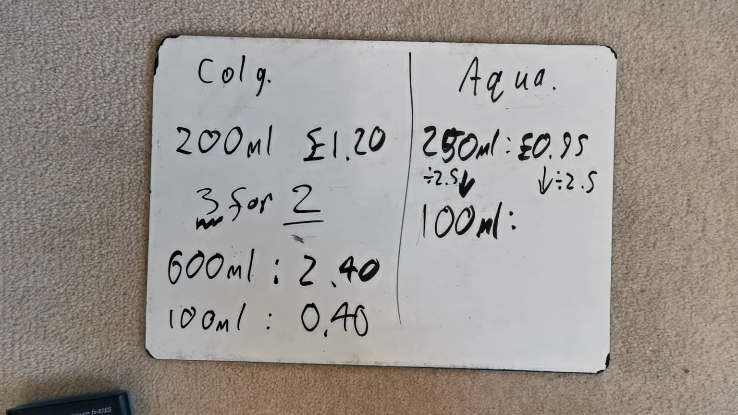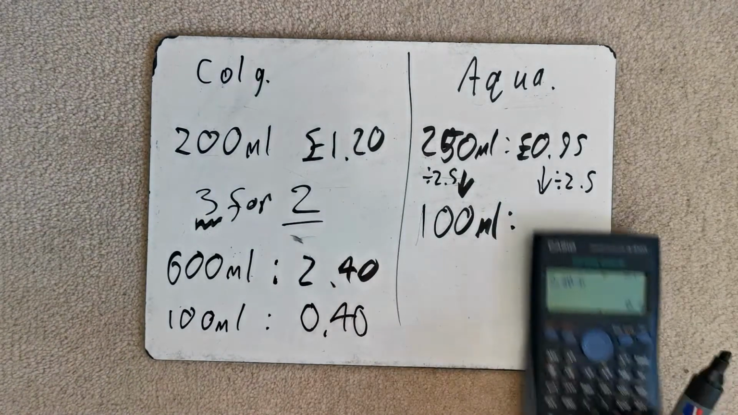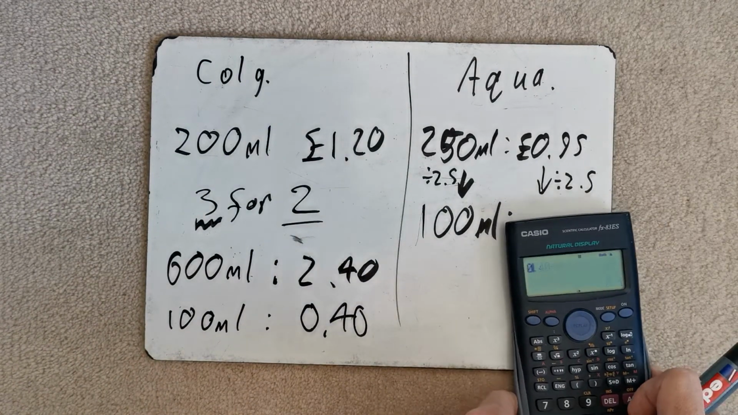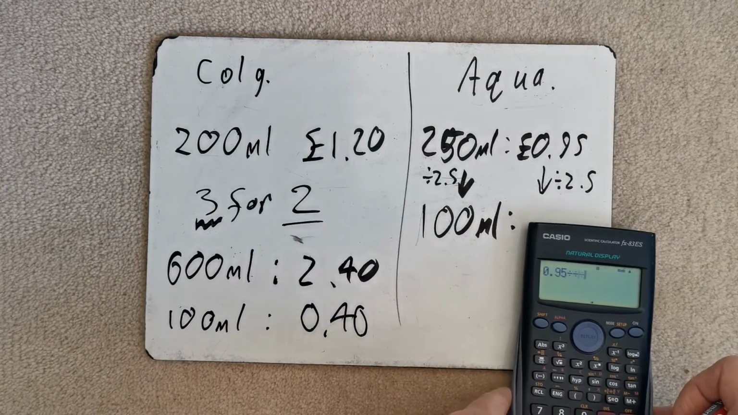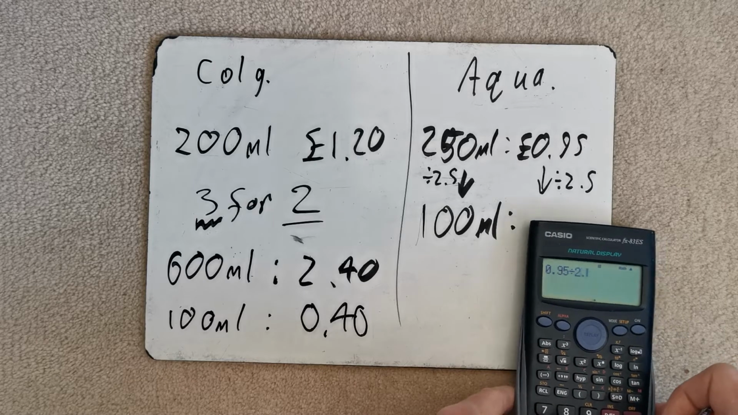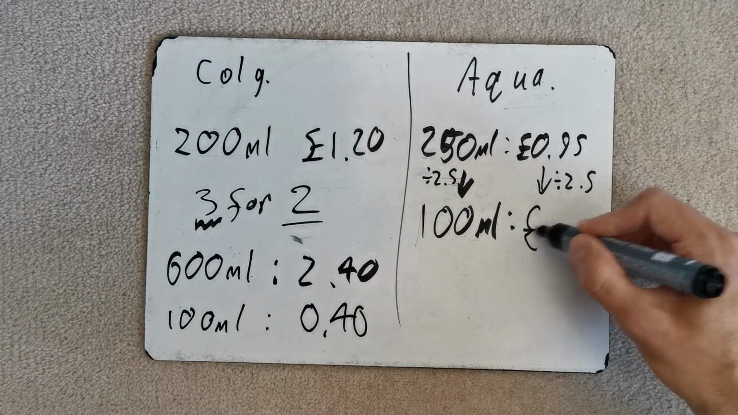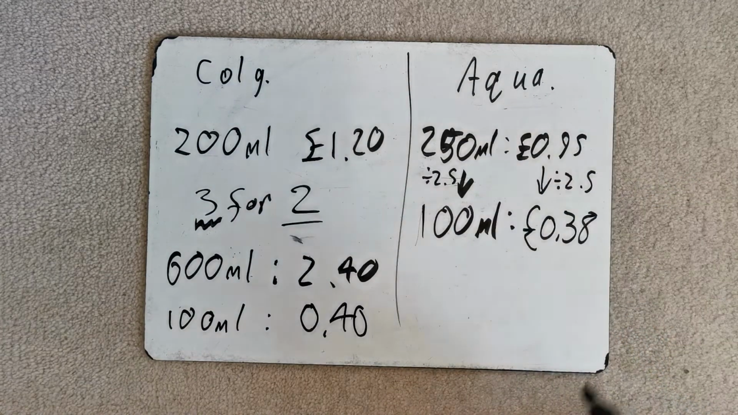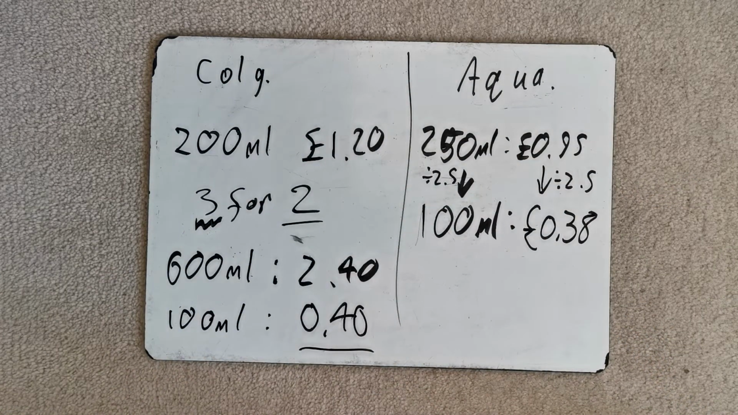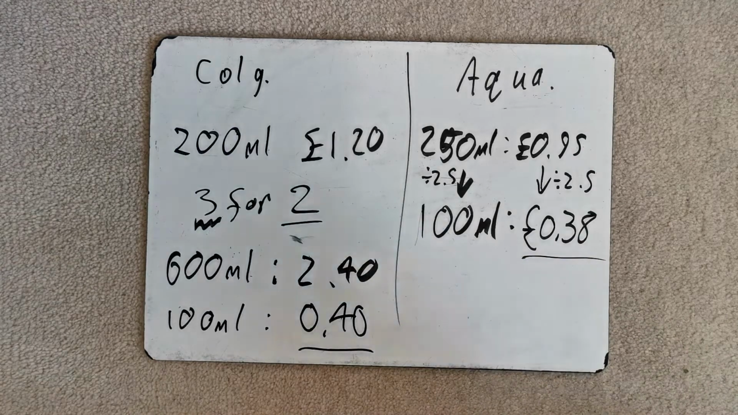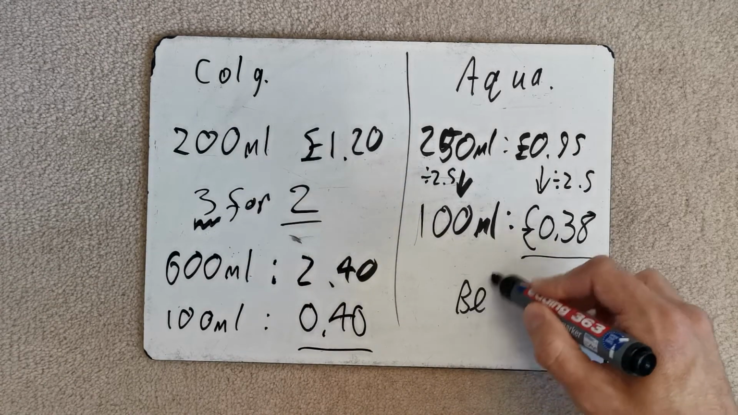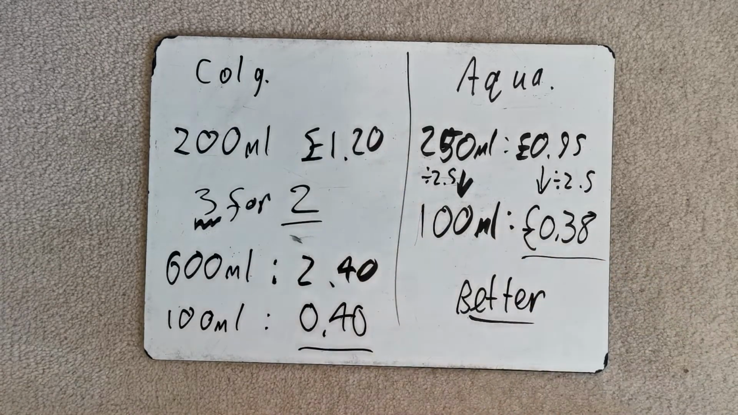So 95p divided by 2.5, we're going to get 38p. So 100 millilitres is 40p for that one, 38p for this one. So this one is better value. The Aquafresh one, believe it or not. Okay, final question.